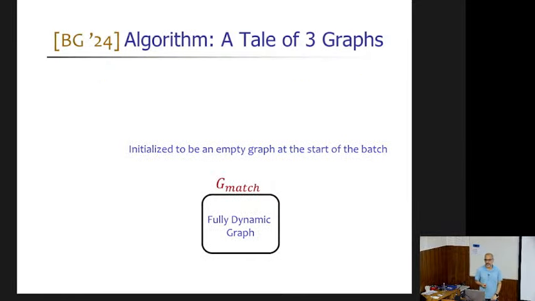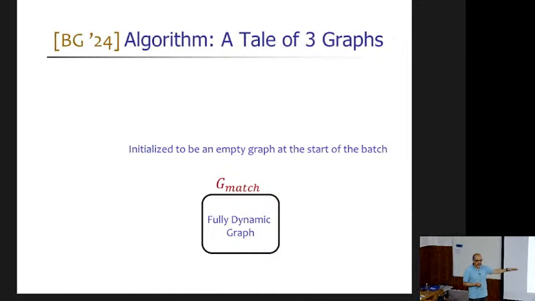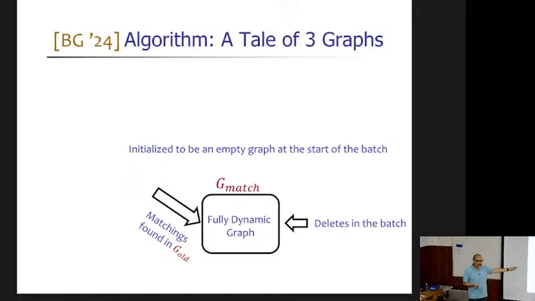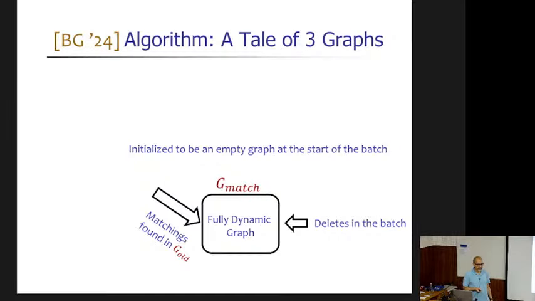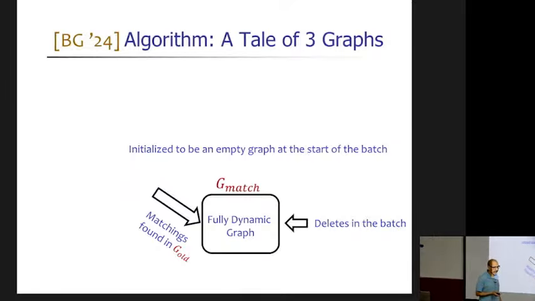The last graph is G match. It's initialized to be again an empty graph at the start of the batch, and what does it receive? It's going to receive the matchings that you find in G old and remove from G old, you put it in this graph. And you apply deletes in the batch. If some of these edges you added here get deleted, you remove them. Okay. Can anyone tell me what's the size of G match? The size of the maximum match that you found. Linear. Linear in what? No, it will be order B.